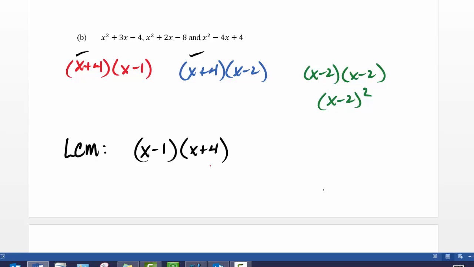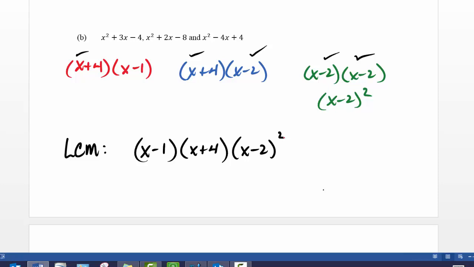And then you notice that we have x minus 2. And so here we have it twice, so our greatest power of x minus 2 is x minus 2 squared. So we actually have to count both of those from our prime factorization, and that's ultimately what you did here with some prime factorization. So that would be x minus 2 squared, and that would be our least common multiple between these polynomial functions.